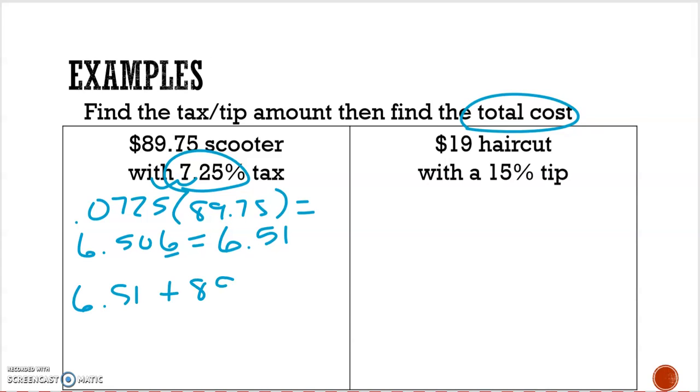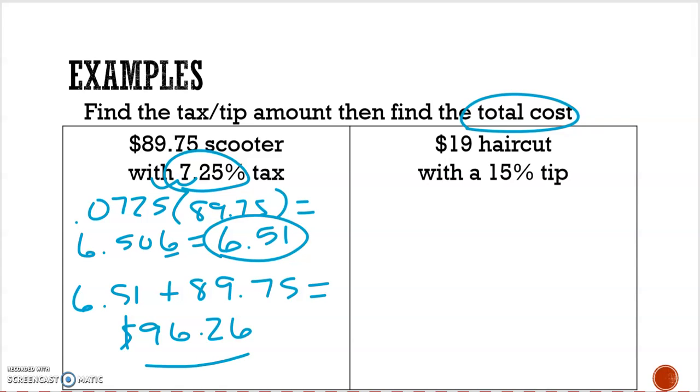and add it to my original, which was 89.75, and when I do that, it gives me $96.26. Okay, so if it just said tax or tip, we would have been done there. And then if it just said total, we would have had to keep going until we got that $96.26.